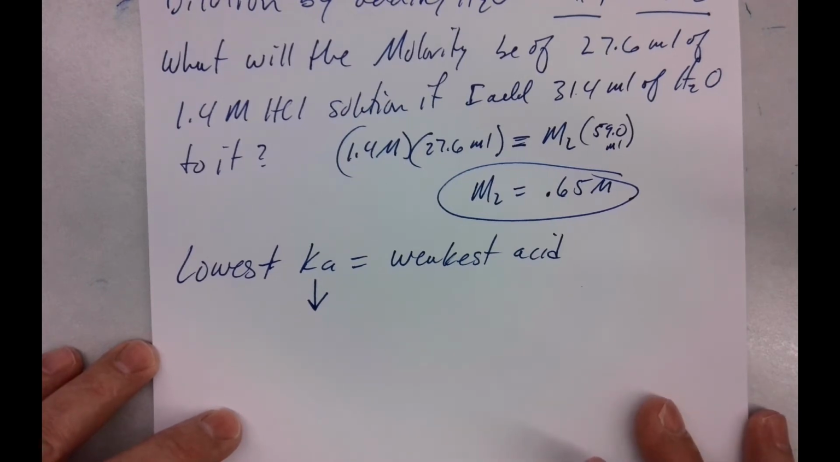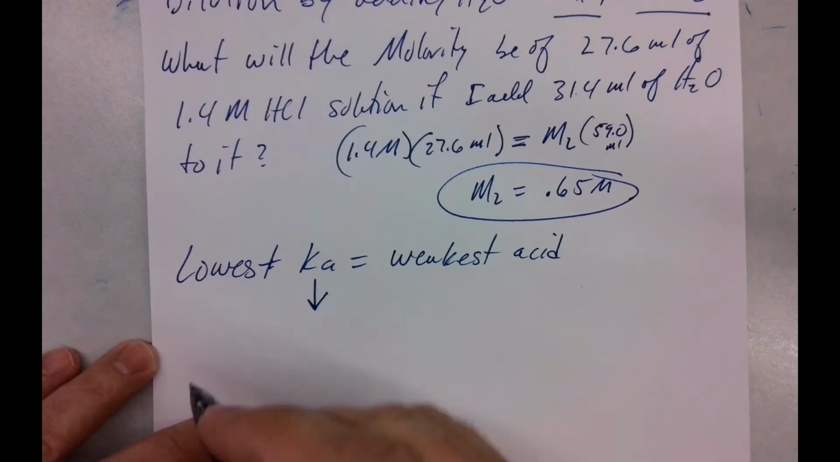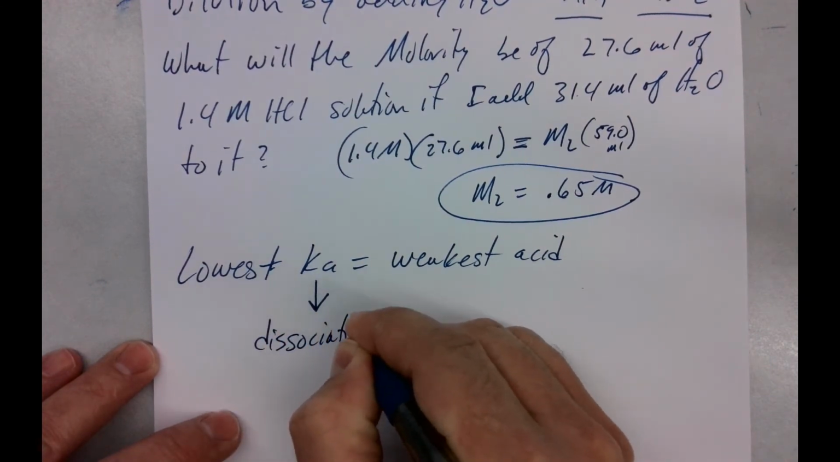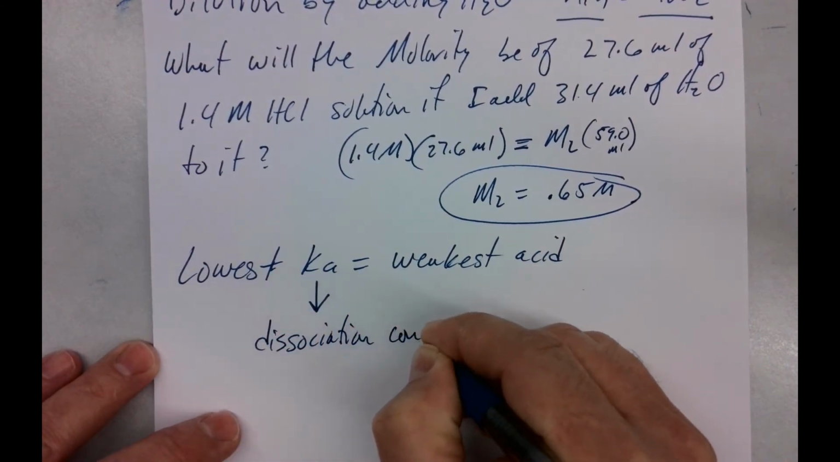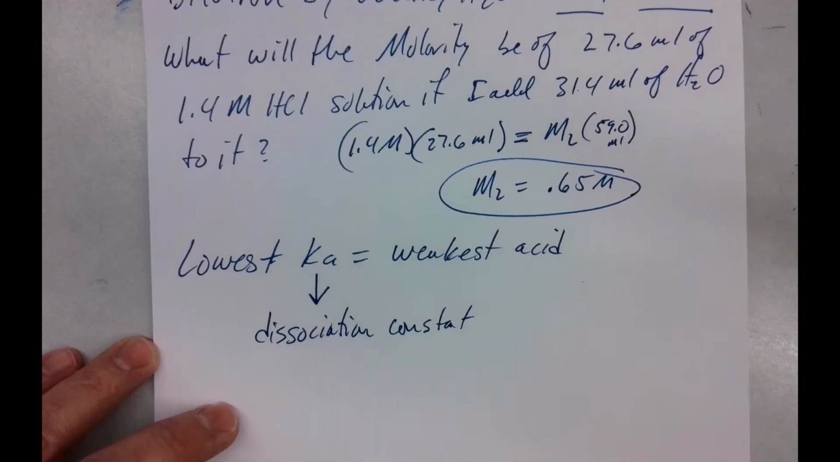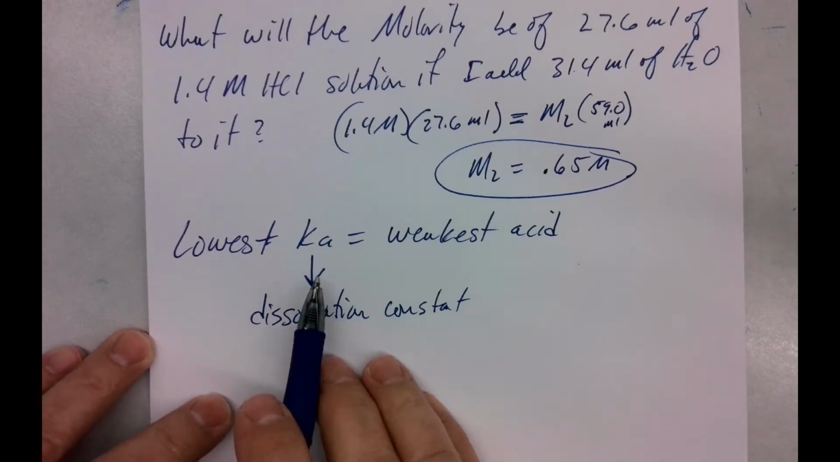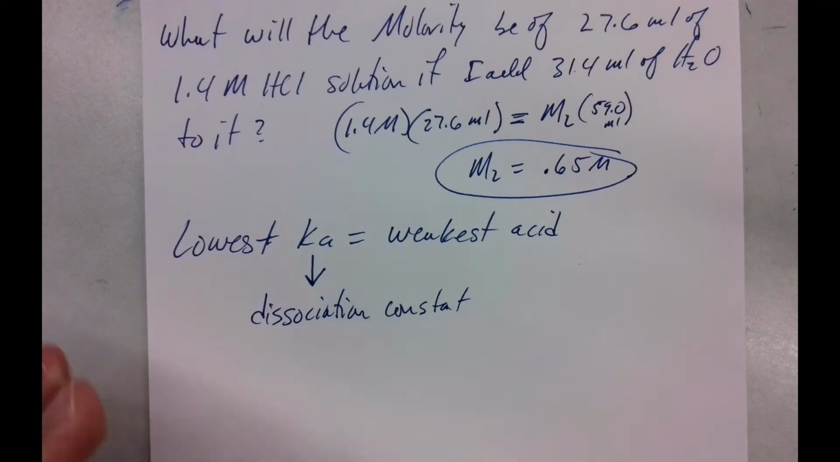Nobody in here remembers what Ka was. It was the dissociation constant. We used it to find your pKa. But the way they're going to use it is this: the Ka tells me how much that acid splits apart, right?